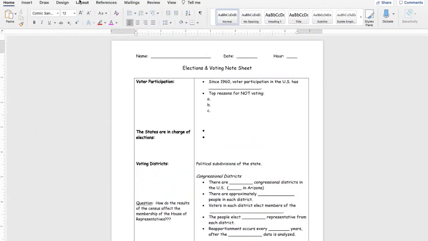All right, election and voting note sheet. Go ahead, put your name, date, hour on this puppy. Why not? You know what? You don't get to do that often. Throw your name and date. What is today's date? What do we got? The 4th? Hour?